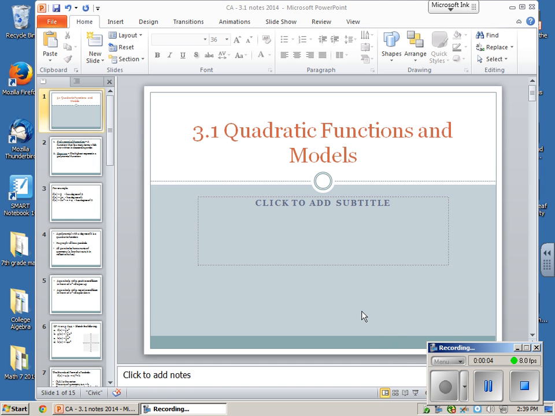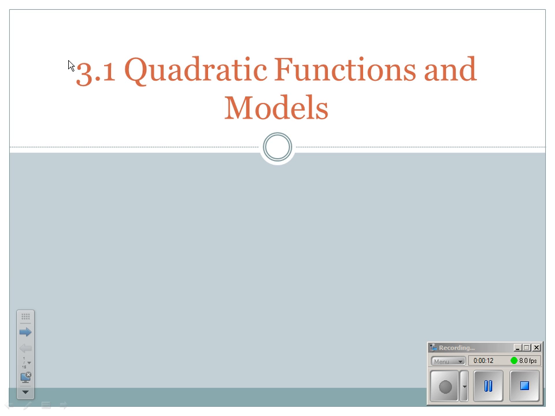This lesson is for Chapter 3, Section 1, Quadratic Functions and Models. So if you guys would all get your materials ready and open up your textbook, we're going to be starting on page 242 for this section.